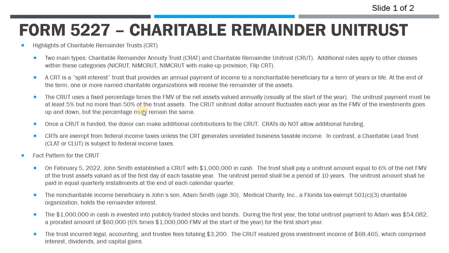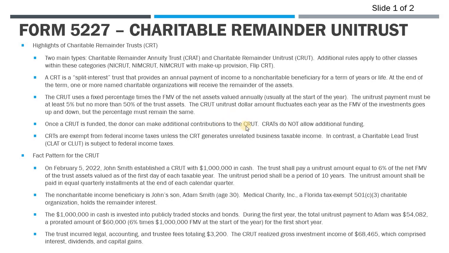Now, CRUTs versus charitable remainder annuity trusts: CRUTs use a fixed percentage times the fair market value of those net assets, and that's valued annually. So the unitrust payment, and this is a Treasury regulation here, right? It has to be at least 5%, but no more than 50% of those assets.